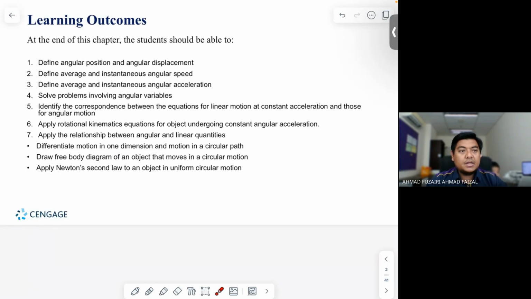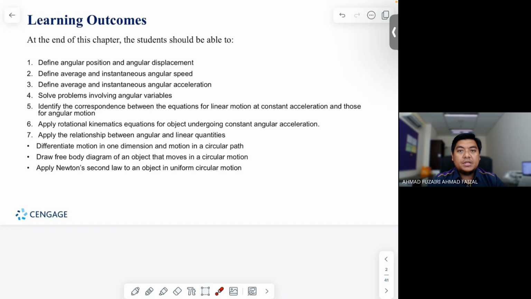So these are the learning outcomes for the topic of rotational motion. For example, we can define the angular position and angular displacement, as I said to you. When we talk about position, we know it's about location, and it can also relate to the displacement.